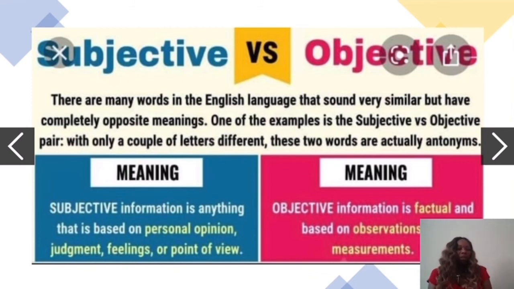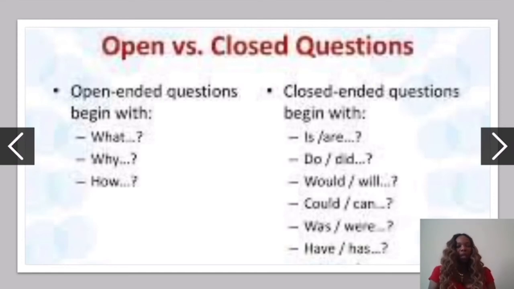Subjective versus objective. There are many words in the English language that sound very similar but have completely opposite meanings. One of the examples is subjective versus objective. With only a couple of letters different, these two words are actually antonyms. So subjective information is anything that's based on personal opinion, judgment, feelings, or point of view. And then you have your objective information. It's going to be information that is factual and is based on observation and measurements. So you need to know the difference between subjective and objective information when it's being communicated to you.